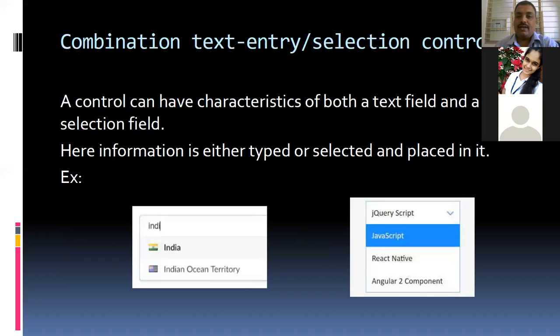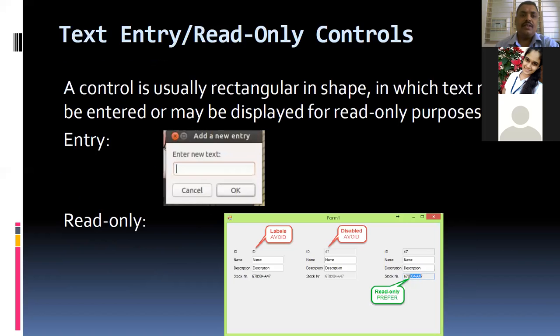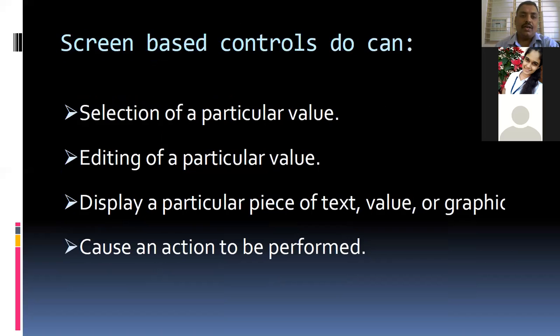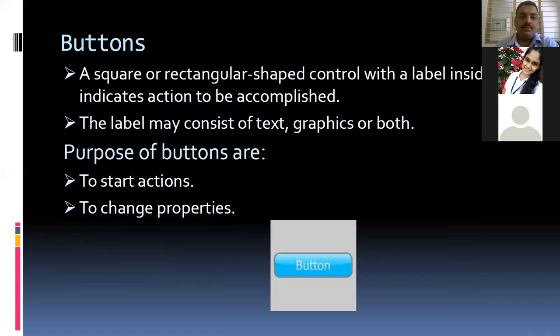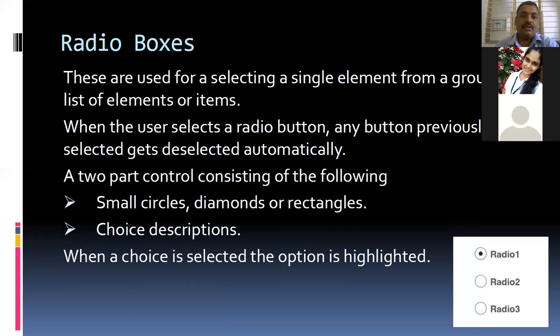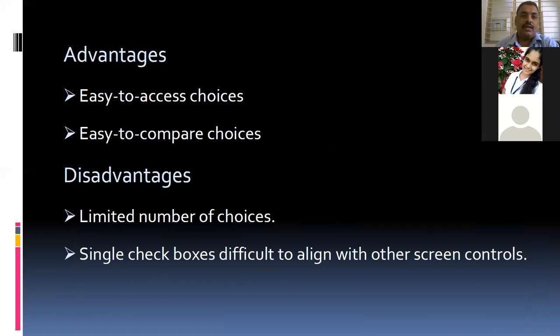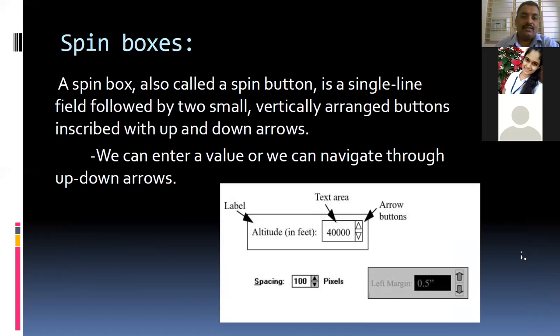So in today's class we discussed the variety of screen-based controls from the beginning. We understood the buttons, text entry or read-only controls, and the radio buttons and checkboxes. We also went through the combination of text entry and selection control. This is all the summary of today's class.